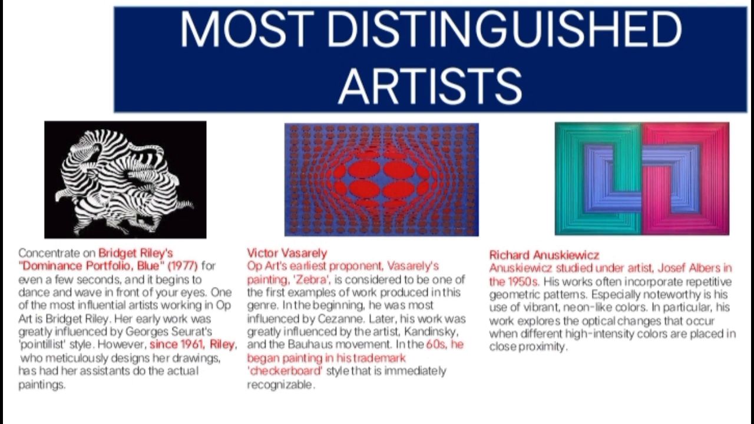Richard Anuszkiewicz studied under the artist Josef Albers in the 1950s. His work often incorporates reflective geometric patterns, and especially noteworthy is his use of vibrant neon-like colors. In particular, his work explored the optical changes that occur when different high-intensity colors are placed in close proximity.